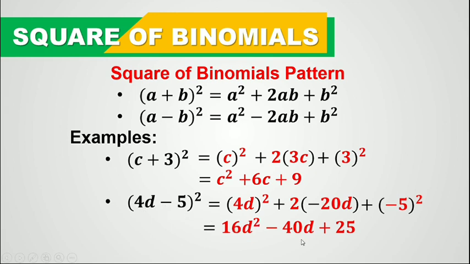And then minus, so the sign is minus. And then times, 4d times 5, 20. And then you multiply it by 2, that's gonna be 40d. And then you square the last term, so 5 squared, that's positive 25.